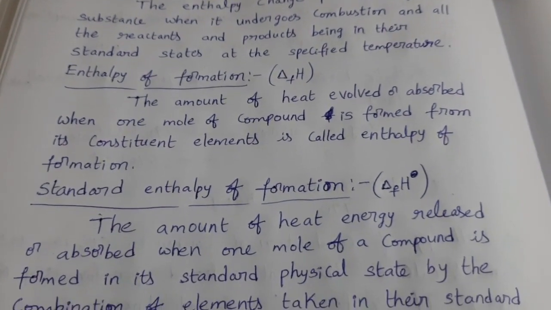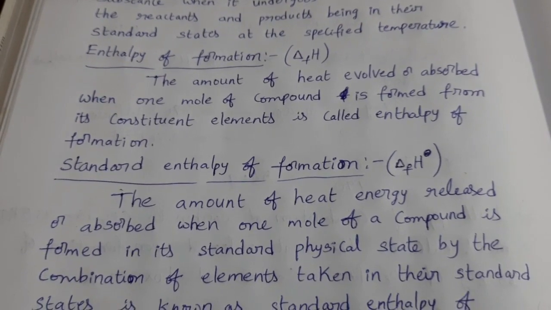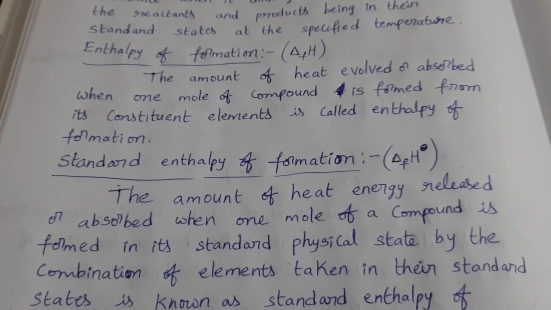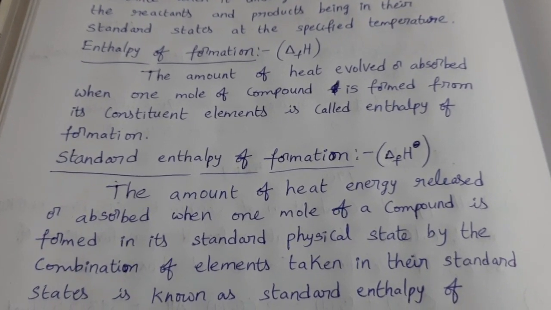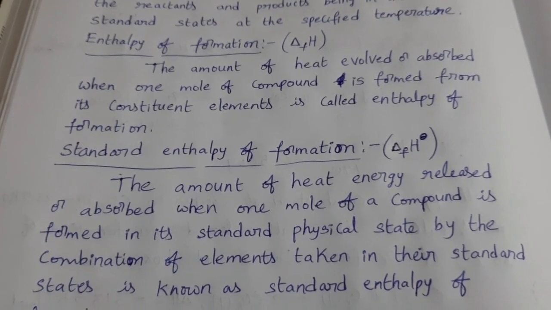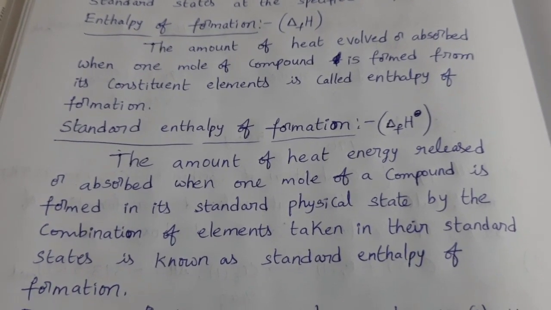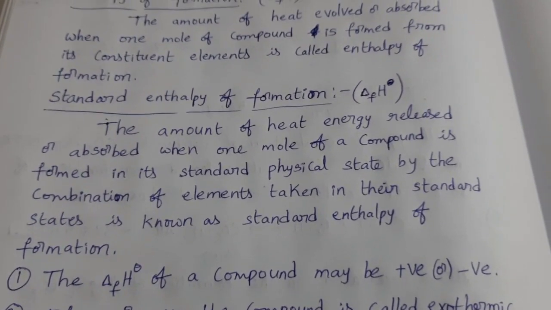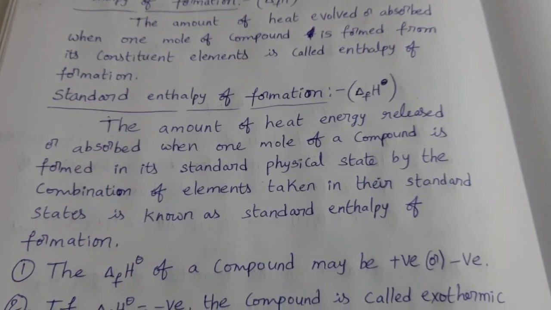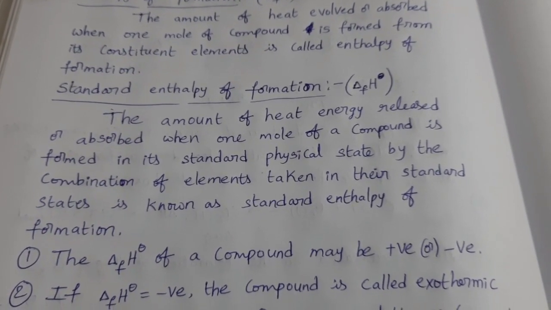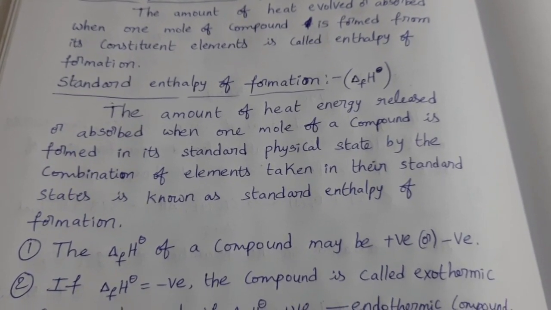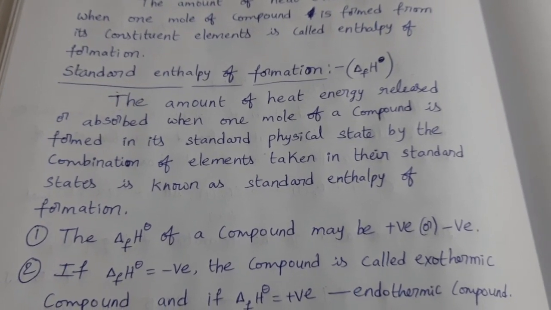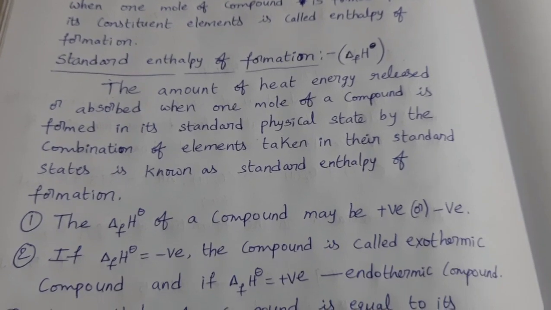Standard enthalpy of formation: the amount of heat energy released or absorbed when 1 mole of compound is formed in its standard physical state by the combination of elements taken in their standard states is known as standard enthalpy of formation. It is represented by delta F H naught. Reactants and products all are present in their standard state and 1 mole of compound is formed from those elements. In that case, the enthalpy of the reaction is called standard enthalpy of formation.